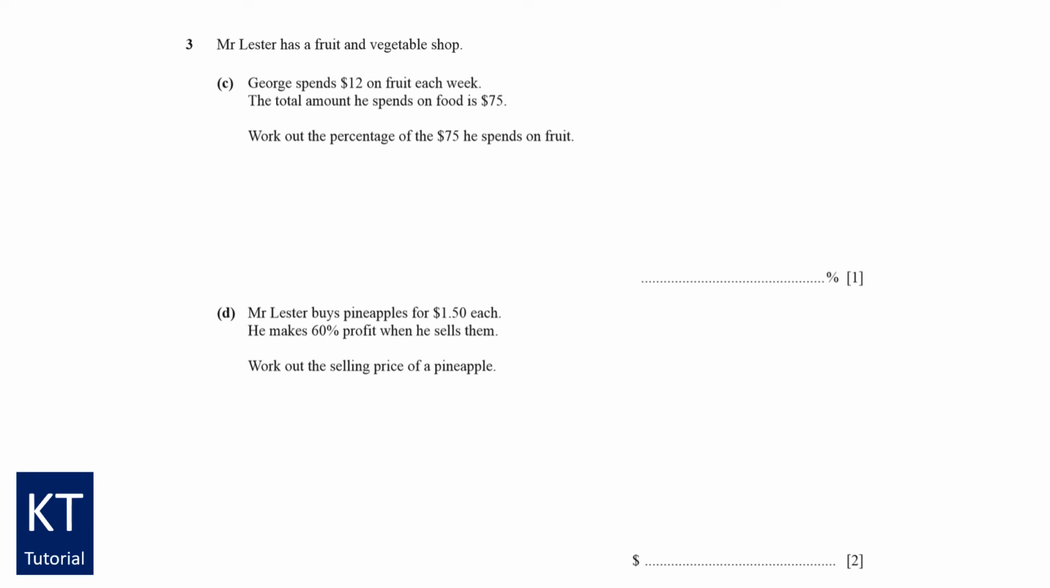Question 3. Mr. Lester has a fruit and vegetable shop. George spends $12 on fruit each week. The total amount he spends on food is $75. Work out the percentage of the $75 he spends on fruit. The required percentage comes to 16%.